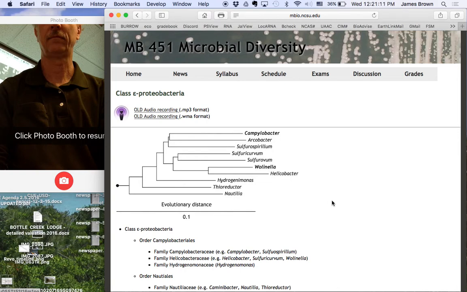Epsilon-proteobacteria seem to fall into two phenotypic groups. The ones you think of, or maybe know a little bit about, are the gut symbionts. So Campylobacter, Wolinella, Helicobacter are in this group. A pretty significant fraction of you probably have Helicobacter in your stomach. I know I do. It's a common symbiont in the stomach.